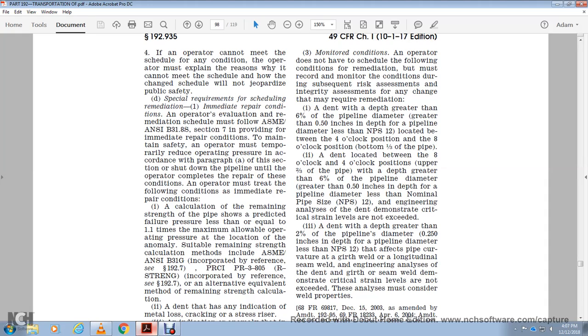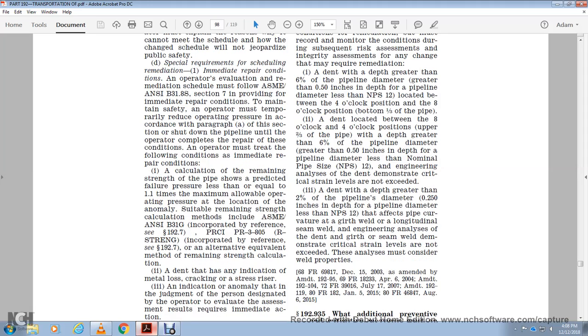The operator must perform an engineering analysis to demonstrate that the critical strain level is not exceeded. Also, a dent with a depth greater than 2% of the pipeline diameter, or 0.25 inch in depth for pipe less than NPS 12, that affects pipe curvature at a girth weld or a longitudinal seam weld, requires an engineering analysis of the dent and the girth or seam weld to demonstrate that critical strain levels are not exceeded. The analysis must consider weld properties.